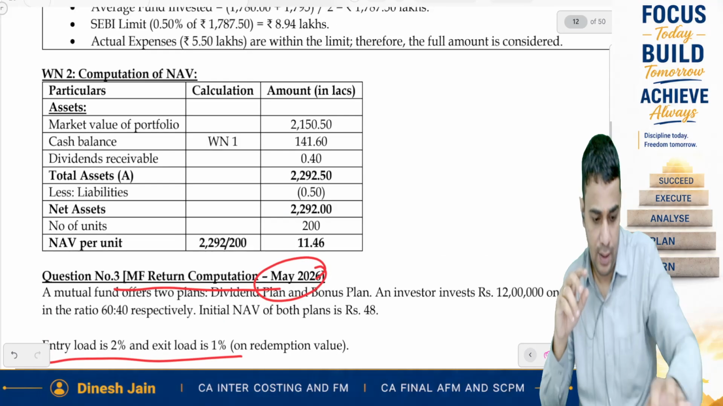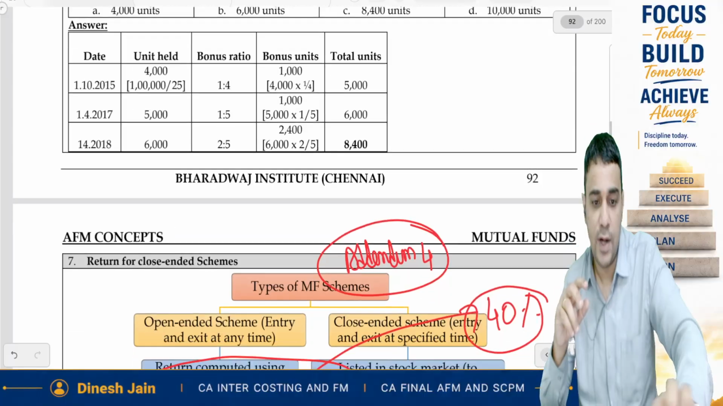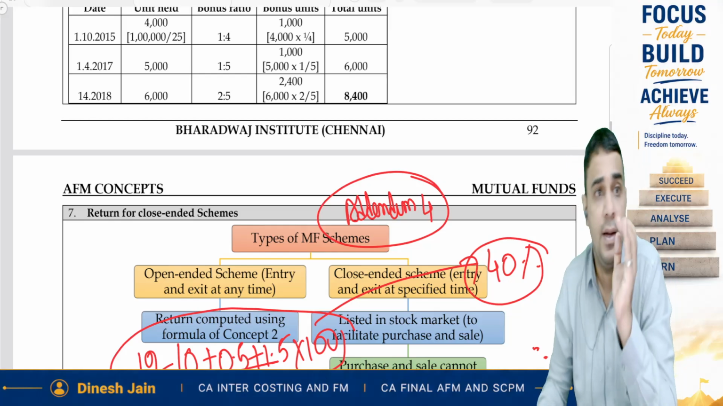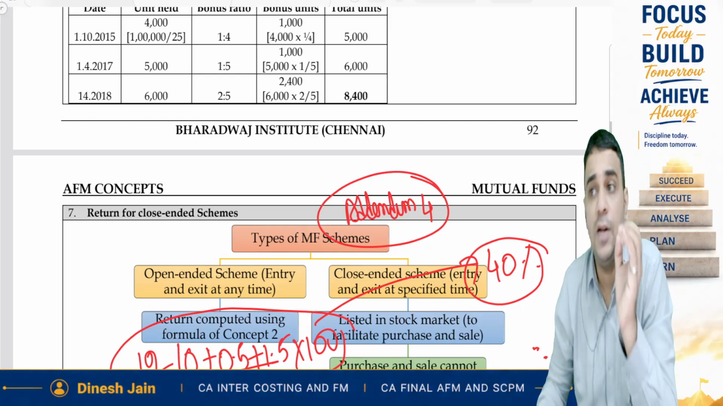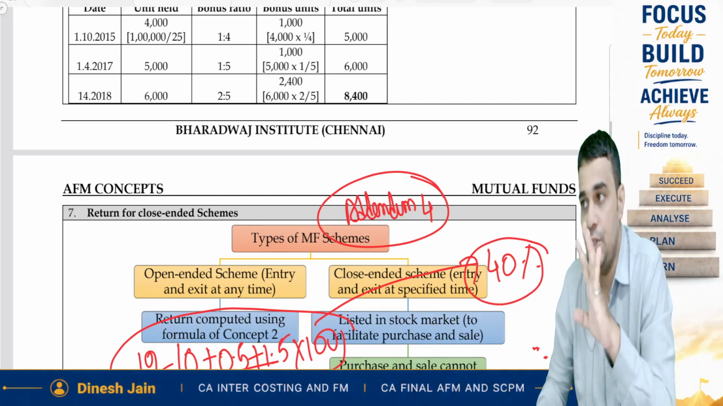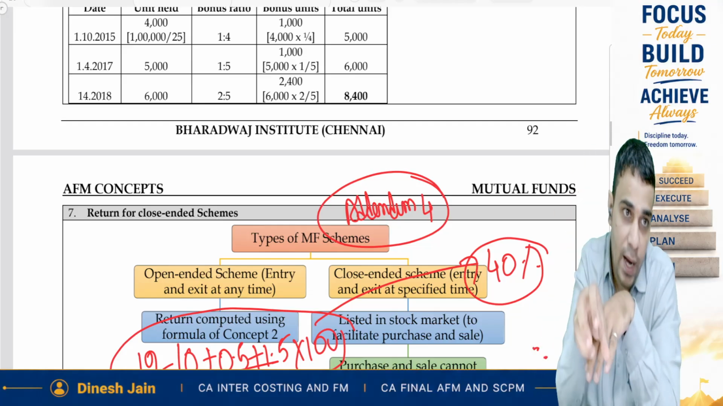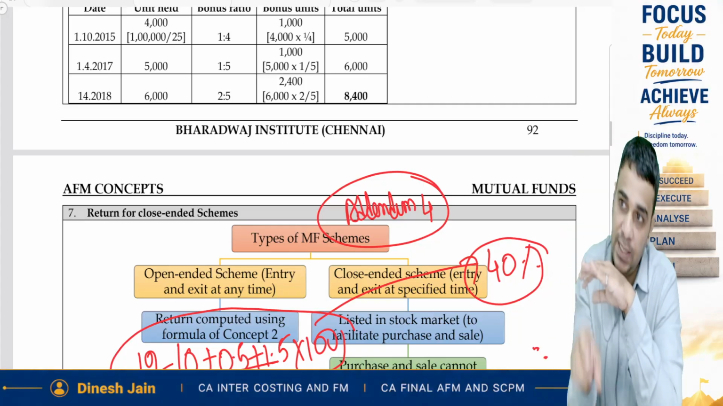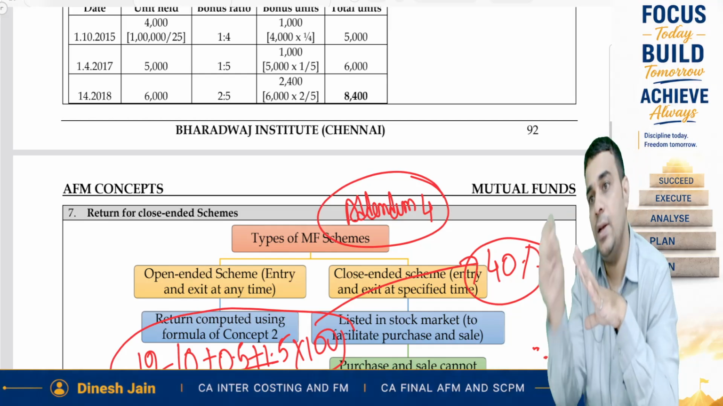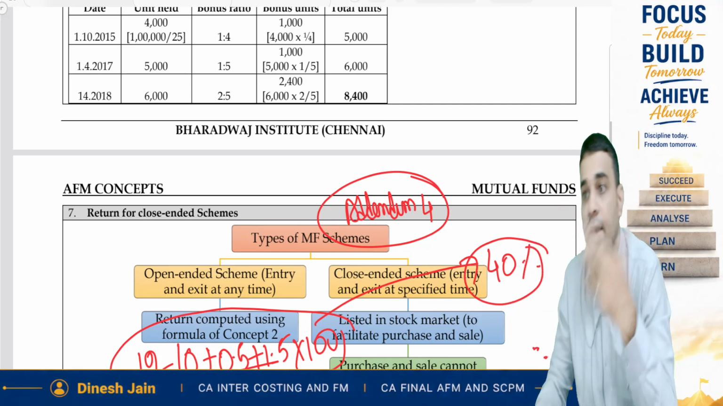Today, I touched upon a few concepts. I'll revise those alone. First concept is return for open-ended and close-ended schemes. Open-ended scheme: entry anytime, exit anytime. Return for an open-ended scheme is NAV1, NAV0, D1, CG1. Close-ended scheme: P1, P0, D1, CG1 divided by P0 into 12 by M into 100.